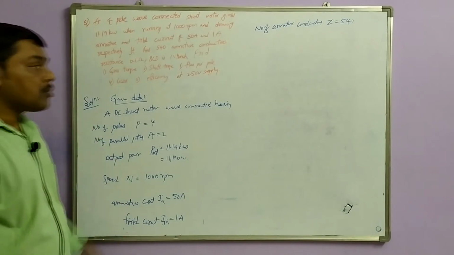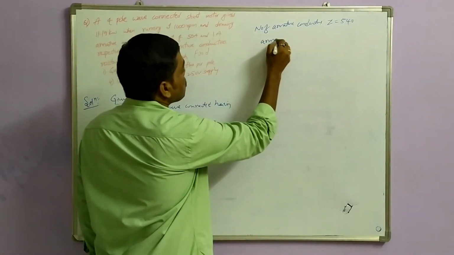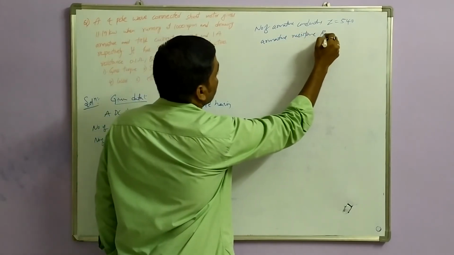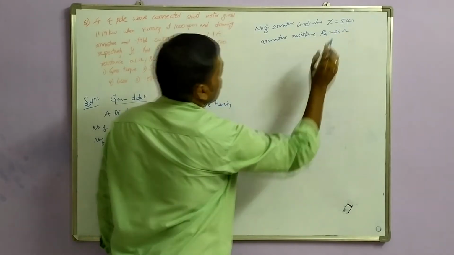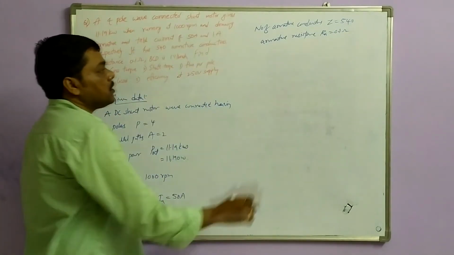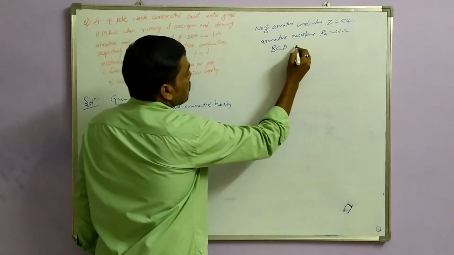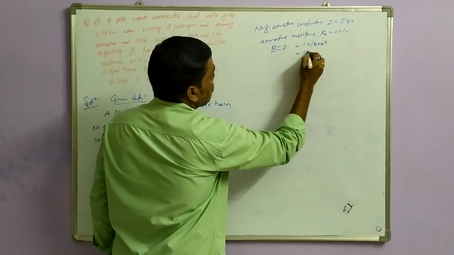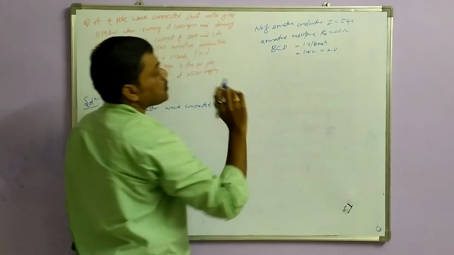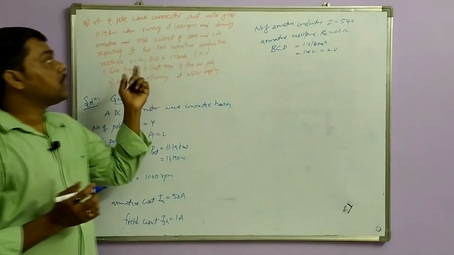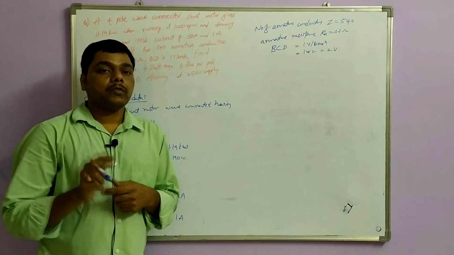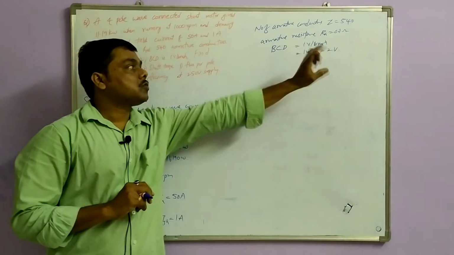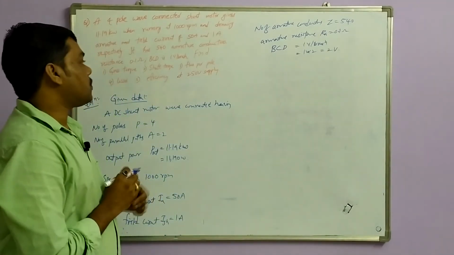Next, the armature resistance RA is equal to 0.1 ohm. BCD is given. What is BCD? Brush contact drop is 1 volt per brush, so I am making 1 volt into 2 volts. Why am I writing 2 volts? Wave winding has only 2 parallel paths, so we require only 2 brushes, each 1 volt, so we get 2 volts as the brush contact drop.